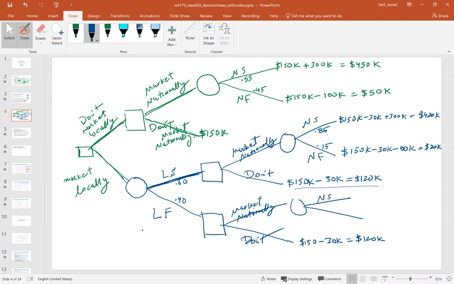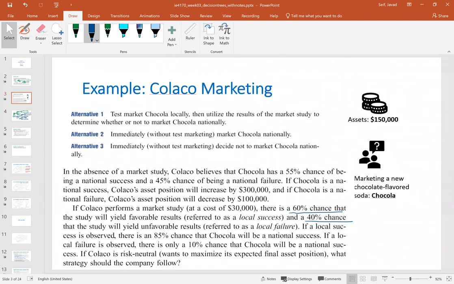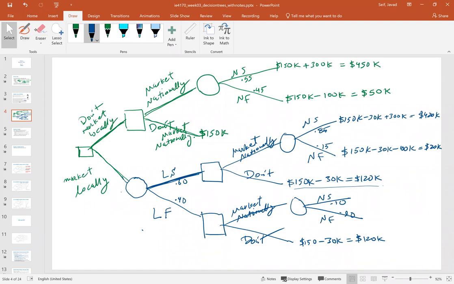The probabilities here are different. We are told that if it's a local failure, the probability that it's going to be a national success is only 10%. And if it's a local failure, the probability that it's going to be also a failure nationally is 90%. Where do I get these? In the problem description here. I am assuming that you had paused the video and read the description, so you're familiar with it.